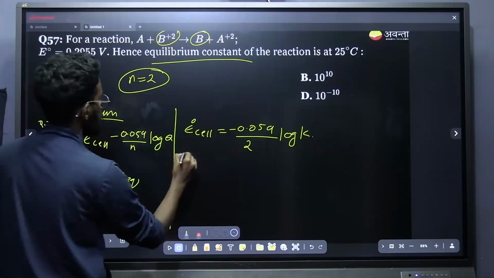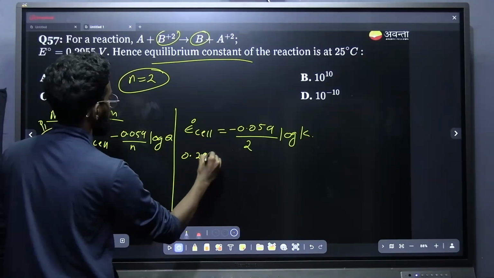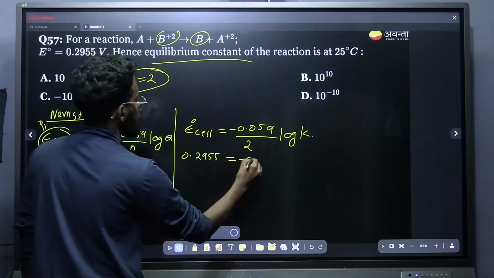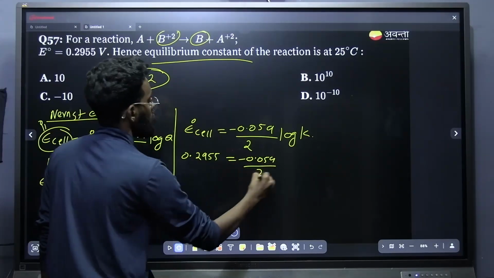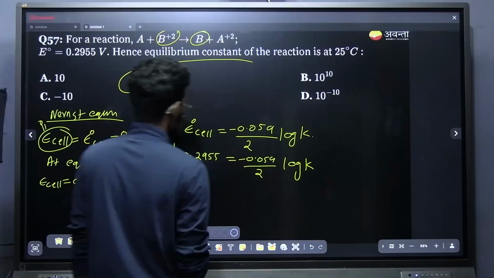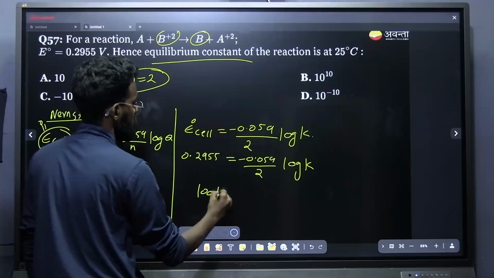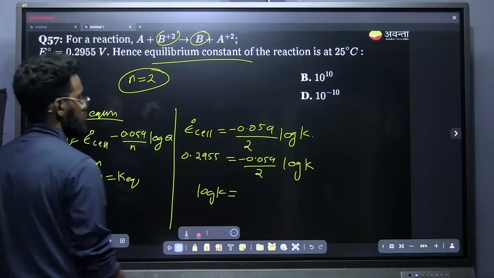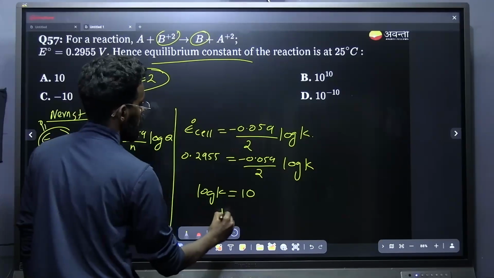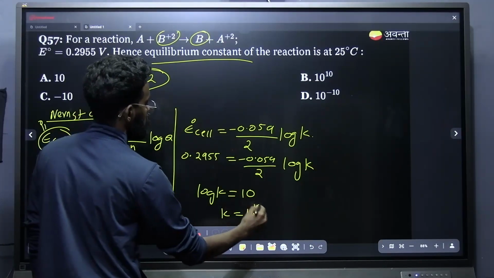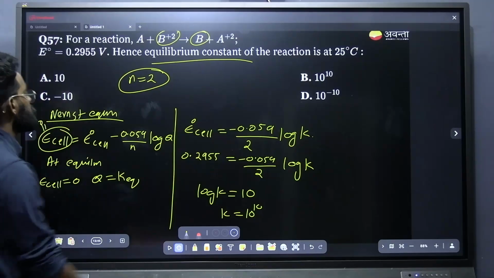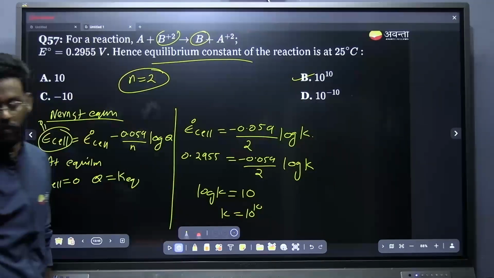What is the E naught cell value? 0.2955 minus 0.059 divided by 2 log K. Okay, I think the log K value is coming as 10 and the K value is coming as 10 to the power 10. Okay, option B is the correct one. It's a very easy question only.